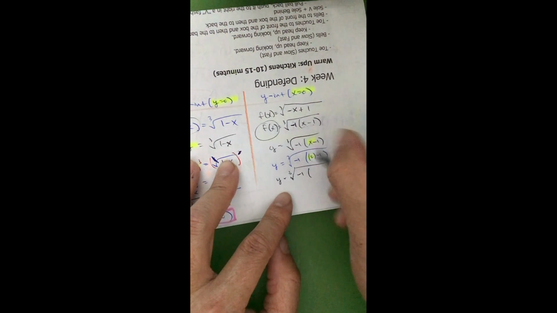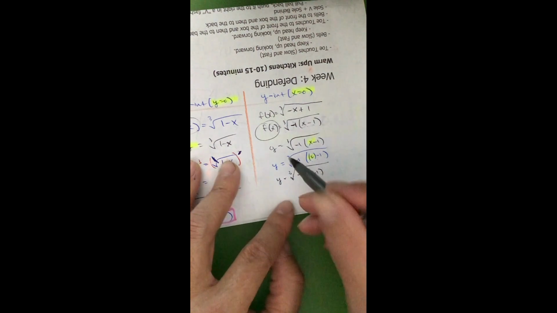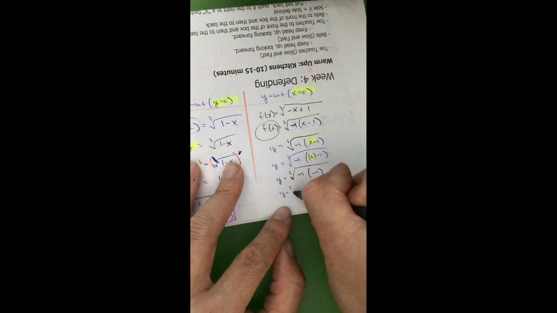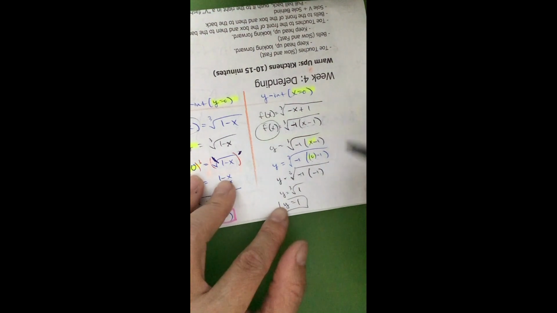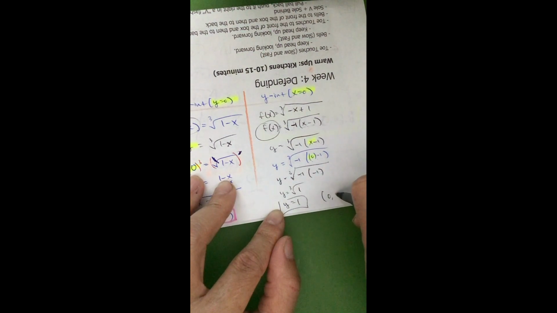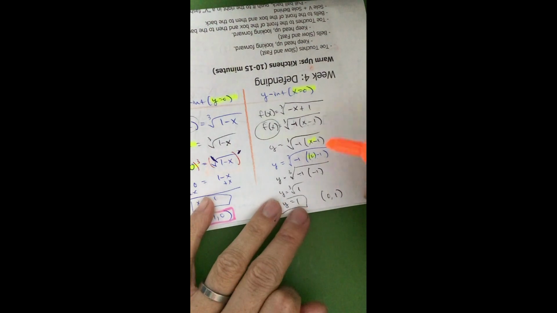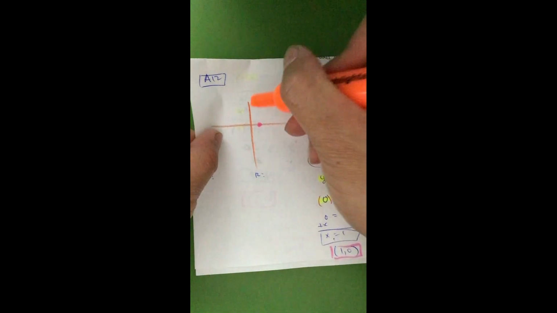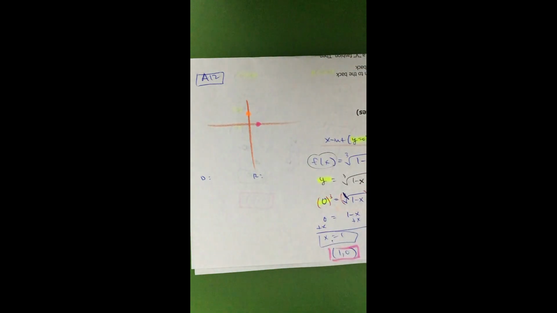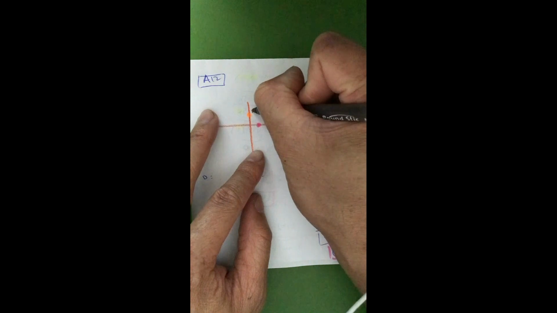0 minus 1 is negative 1. Negative 1 times negative 1 is positive 1. The cube root of positive 1 is 1. So you're going to have 0, comma 1 as your answer. Okay? Let's do that in orange. 0, 1. So it went up 1 unit. Why did it do that?